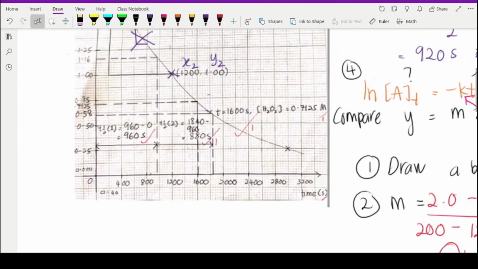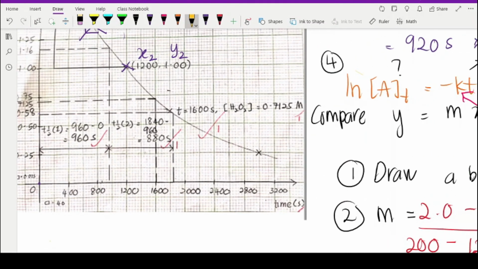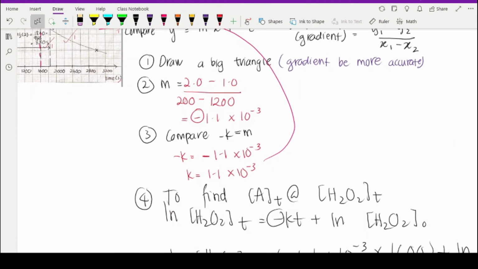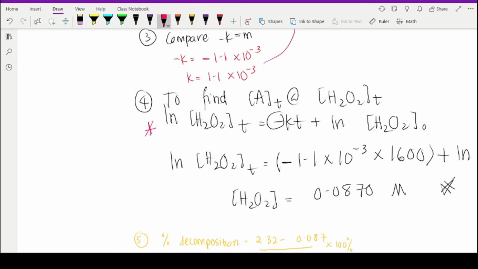So your percentage would be 96.25%. And one more thing, class, I forgot to tell you. You need to plot the concentration when the time is 1600 seconds. I don't know why they did that in this scheme. So that's the last step for your graph question, which is worth 13 marks. When the time is 1600, your concentration will be 0.7125 molar. We'll just plot it on the graph. We're not going to use it in any calculation because the question asks you to find the At by using formula. So that's all for the graph of half-life.